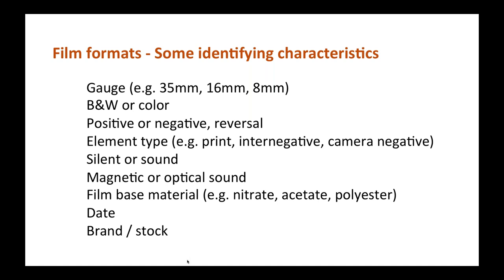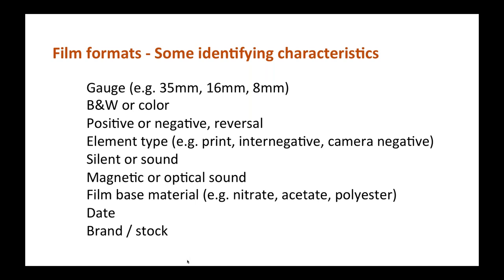Also, element type. There are different terms that we use in the Moving Image Archives field. When we talk about a print, we often are talking about a positive film that has a soundtrack. So it's something I can just view. It's not a production element. It's not something that exists as an intermediary to get to that final. It's the final thing from a camera negative. A camera negative is clearly something that was in the camera, the first, earliest generation thing from which the print is derived.